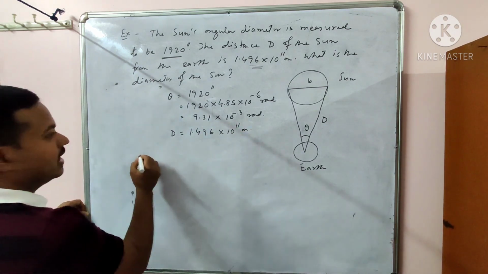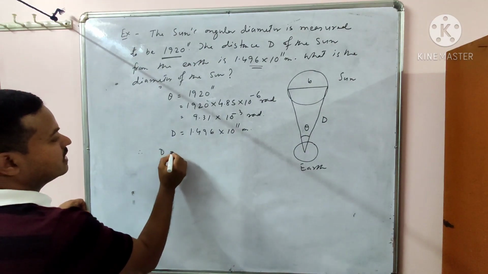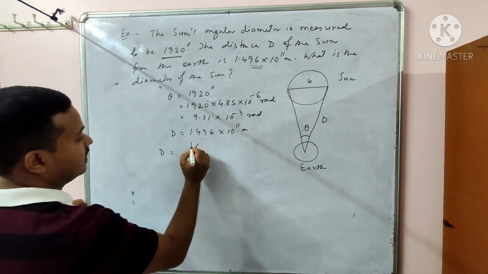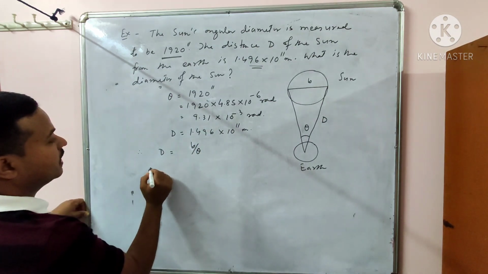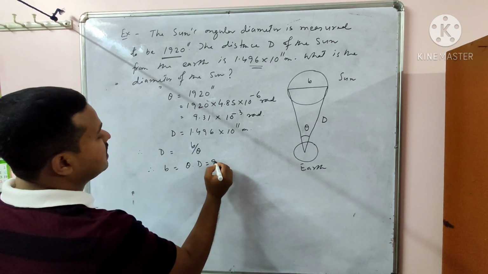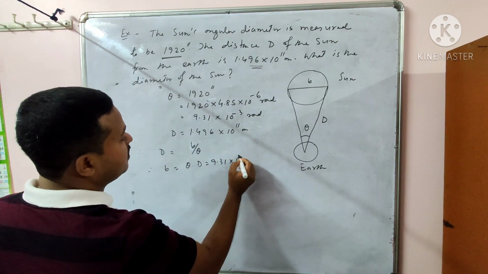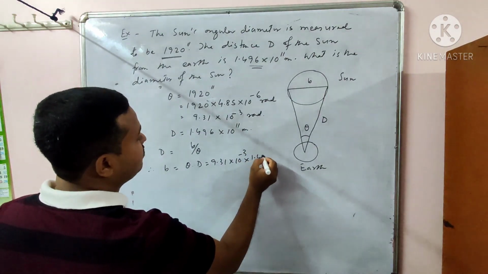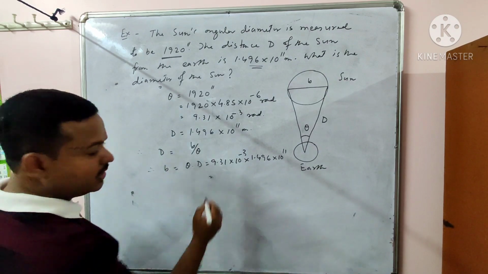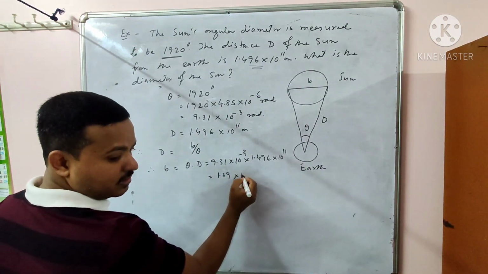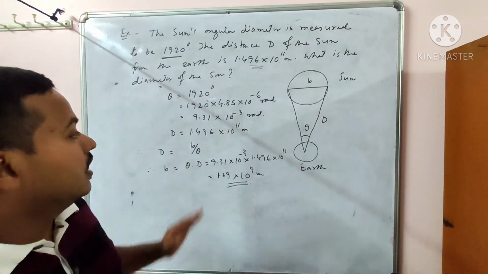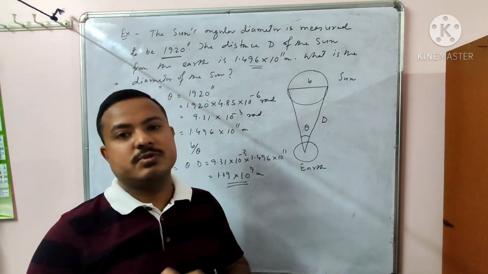Now use the formula I have already given you, that is d is equal to b by theta. Here b has to be calculated. So b is equal to theta into d. Theta is 9.31 times 10 to the power minus 3, and d is 1.496 times 10 to the power 11. If we calculate it, it comes to be 1.39 times 10 to the power 9 meter. This way we can use the formula to solve these types of questions.